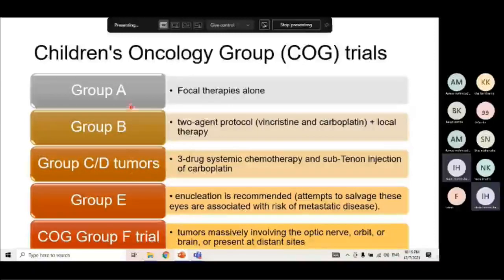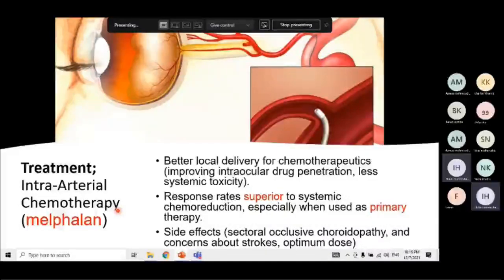But as you can see, we try to salvage the globe, except in very advanced groups in which we need to enucleate the eye. The intra-arterial chemotherapy is done by an interventional radiologist. So he or she will go with a catheter through the femoral artery and through the carotid arteries to the ophthalmic artery and then to the central retinal artery, reaching here and injecting the chemotherapy. So it gives a better local delivery of the chemotherapy, reducing the systemic side effects.